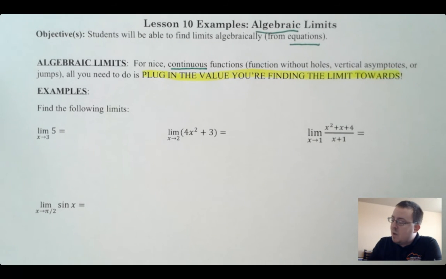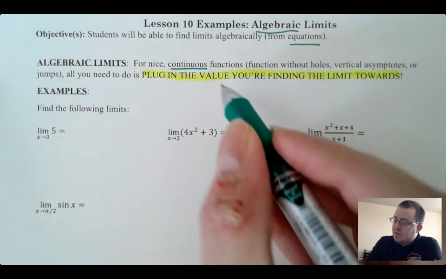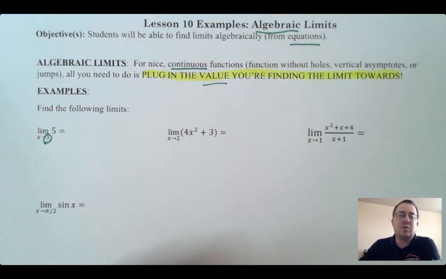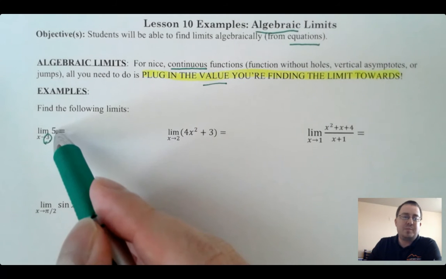So what does it mean when I say plug in the value? The value that I'm plugging in is the value of x that I'm approaching. So that's where we're going to find the value of x that we're plugging in. And then we plug it into the function that is after our limit.